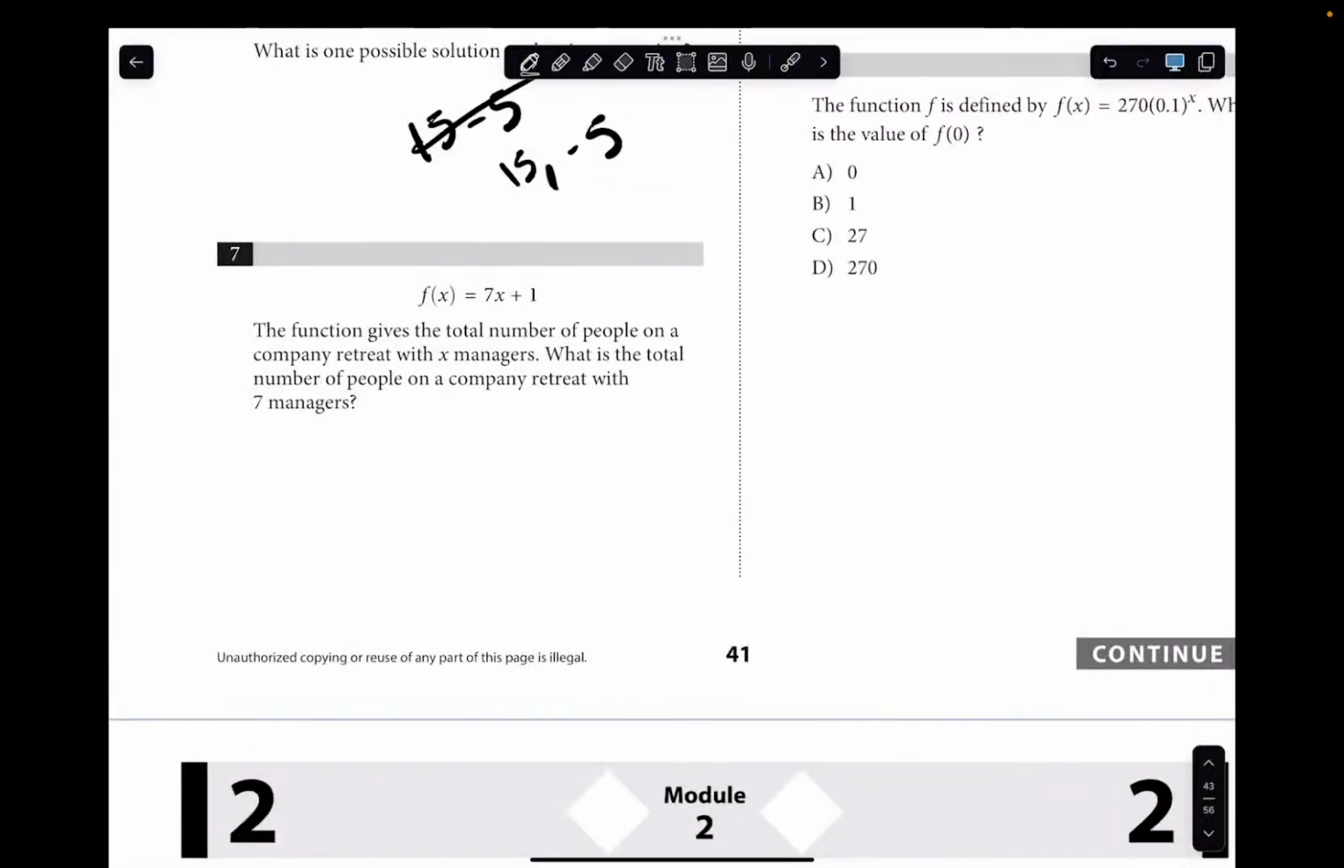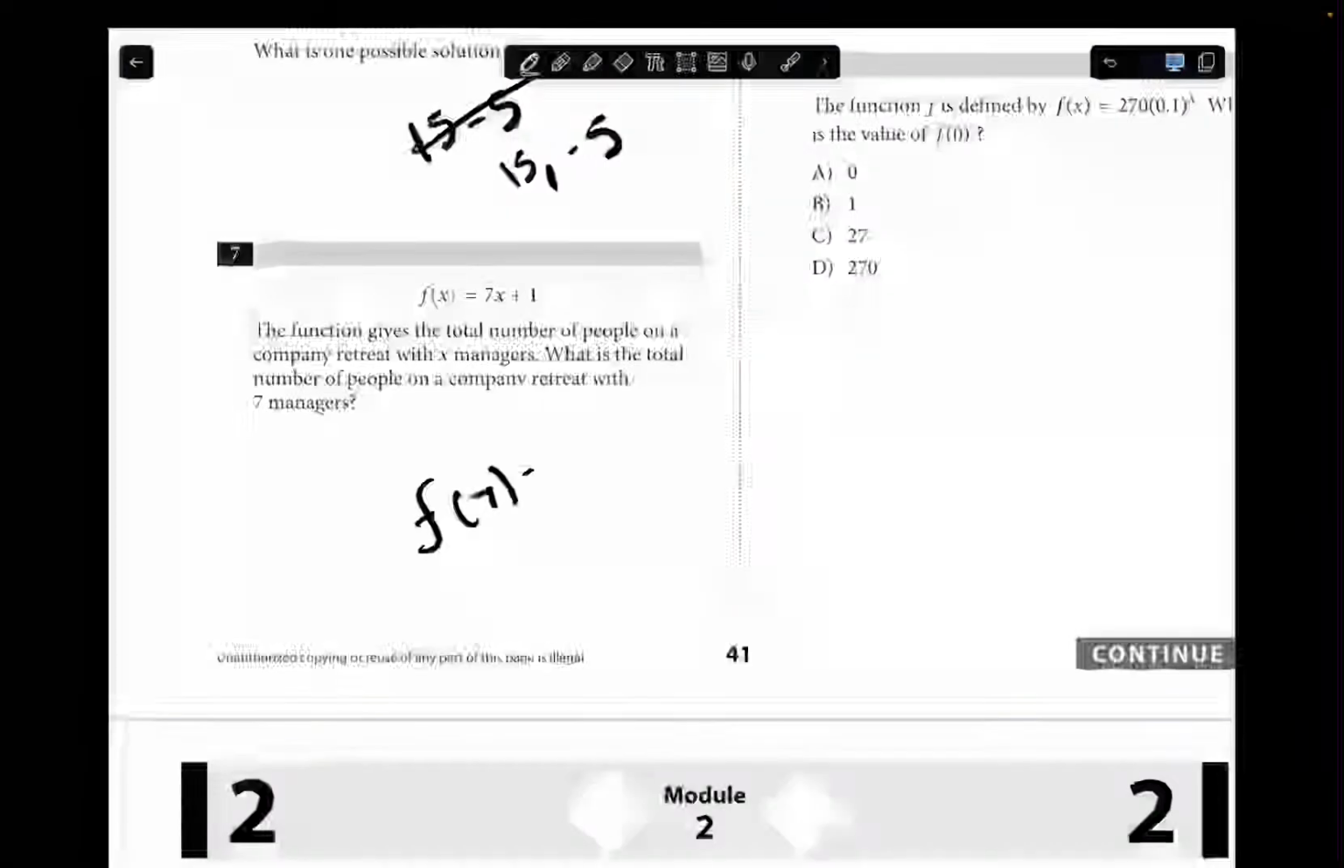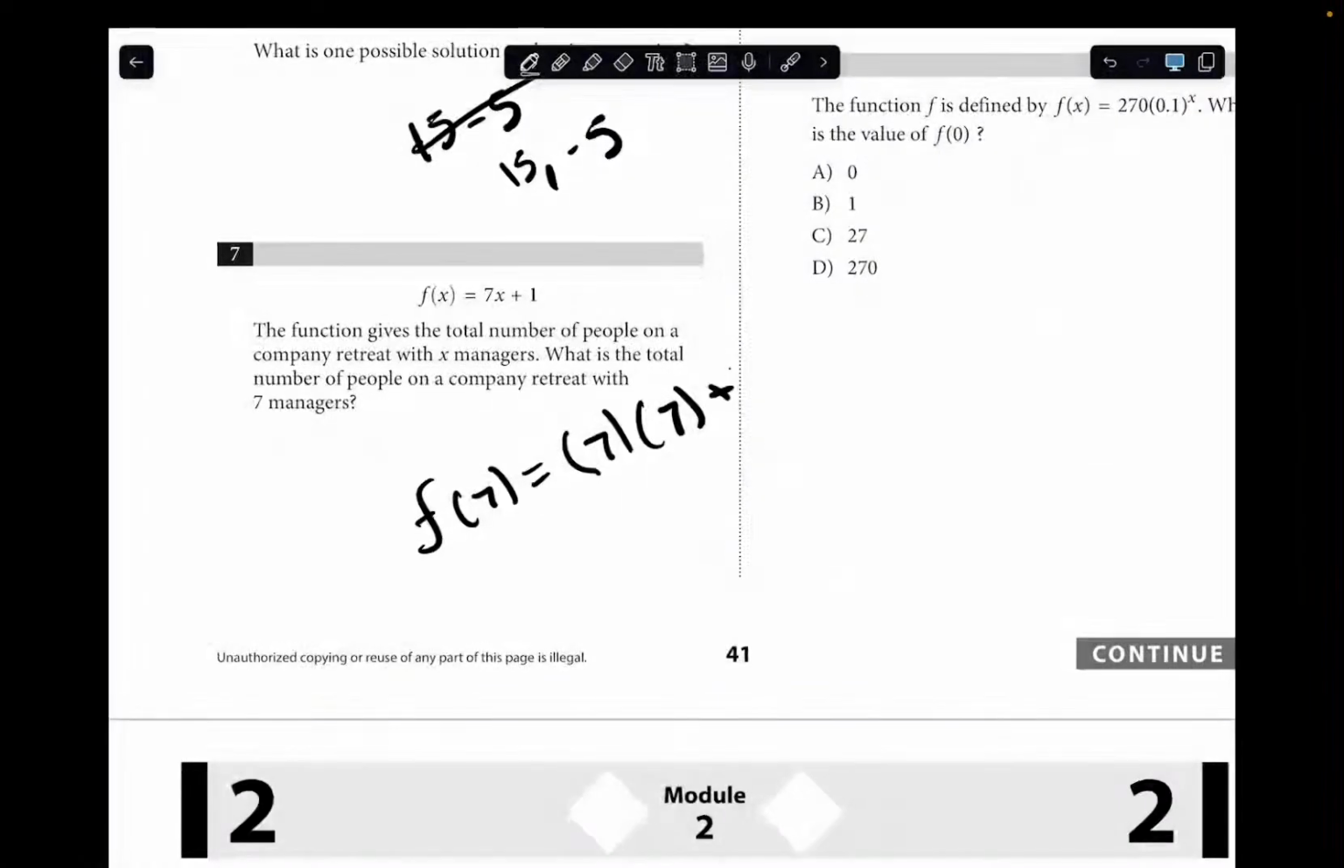The function gives the total number of people on a company retreat with x managers. What is the total number of people on a company retreat with 7 managers? So that's the same thing as rewriting the expression of f of 7 times 7 plus 1, which is 50, right?